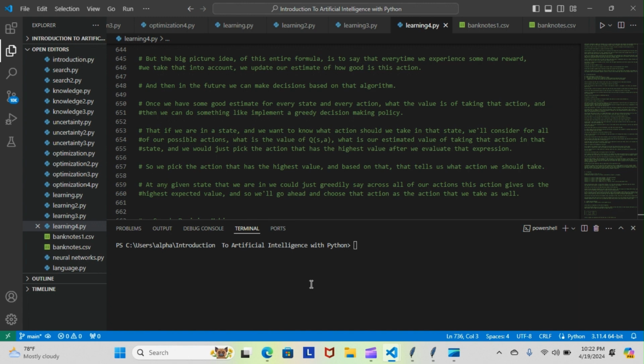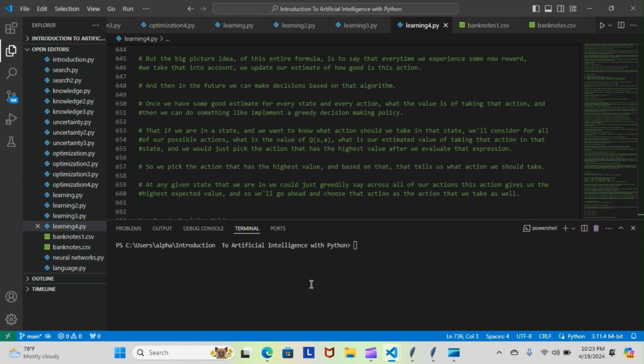Once we have some good estimate for every state and every action, of what the value is of taking that action, we could do something like implement a greedy decision-making policy. If we are in a state and we want to know what action we should take in that state, we'll consider for all of our possible actions, what is the value of Q(s, a)? What is our estimated value of taking that action in that state? And we would just pick the action that has the highest value after we evaluate that expression.